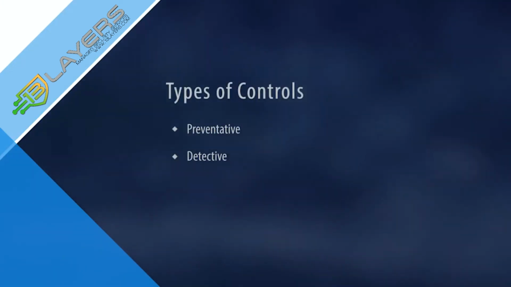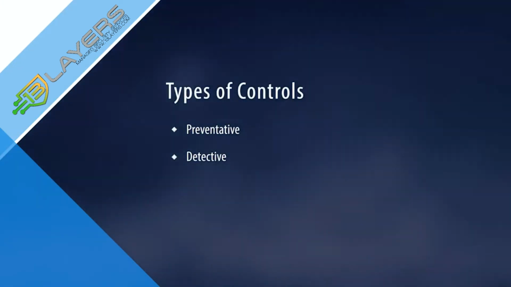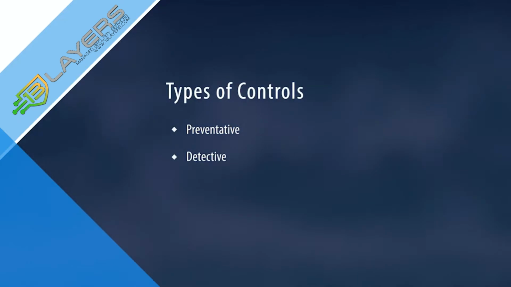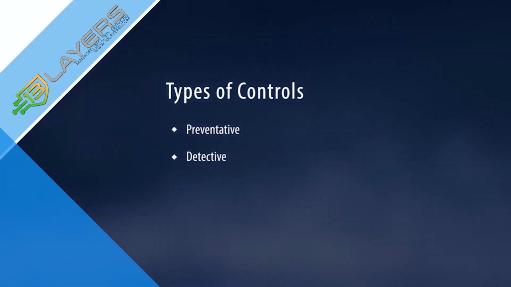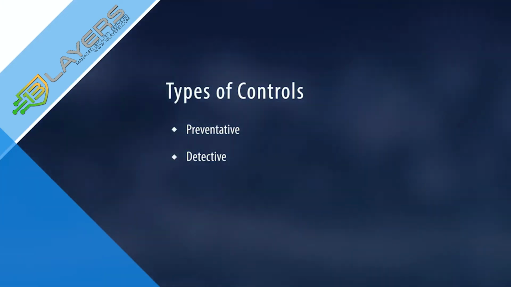Controls can be further categorized as preventative or detective. A preventative control attempts to minimize the likelihood of an action, such as the lock on a door. A detective control attempts to identify if there is an unauthorized action or activity, such as an alarm or siren.